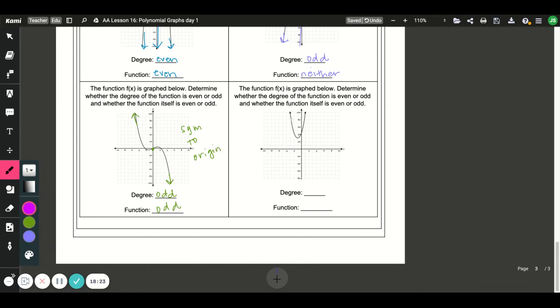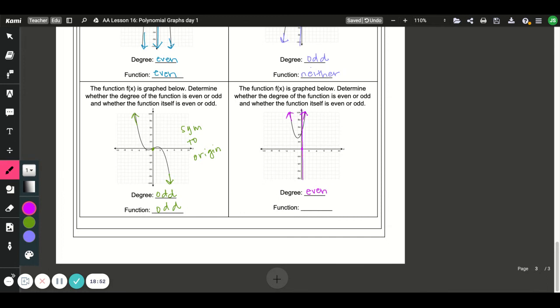Okay, last one. These two ends point in the same direction. They're both going up. So if they're going the same direction, that is even. Does it have any symmetry? So if I turn my Chromebook over or turn the picture over, does it look exactly the same? Nope. It would be over here and pointing down, so it doesn't look exactly the same. So it's not odd.